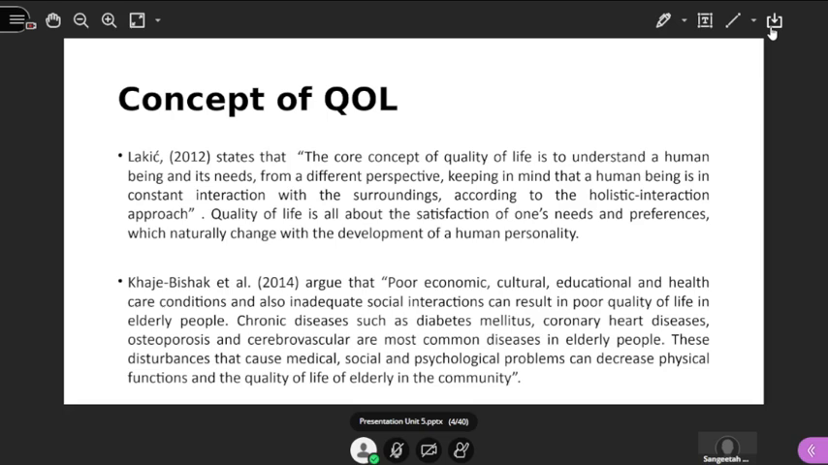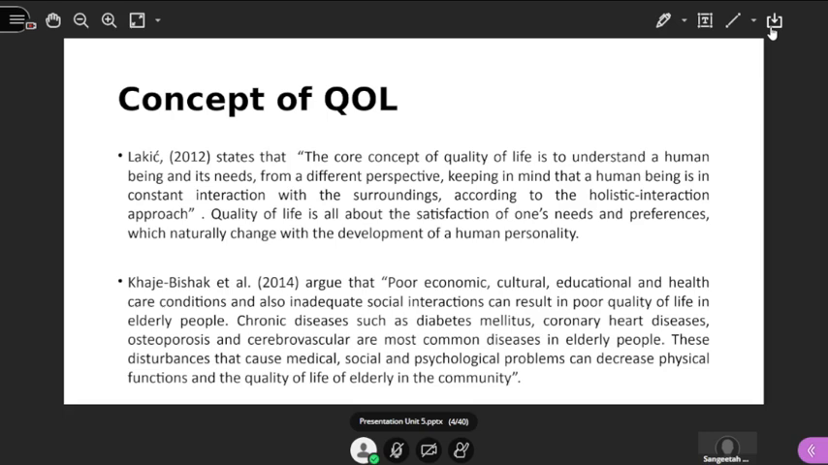So Kaje and Bisak argue that quality of life is poor when economic, cultural, educational, and healthcare conditions, and also inadequate social interaction, can result in poor quality of life in elderly people. That is the impact of poor economic, cultural, and healthcare conditions and inadequate social interaction can have a negative result on the quality of life of elderly persons.